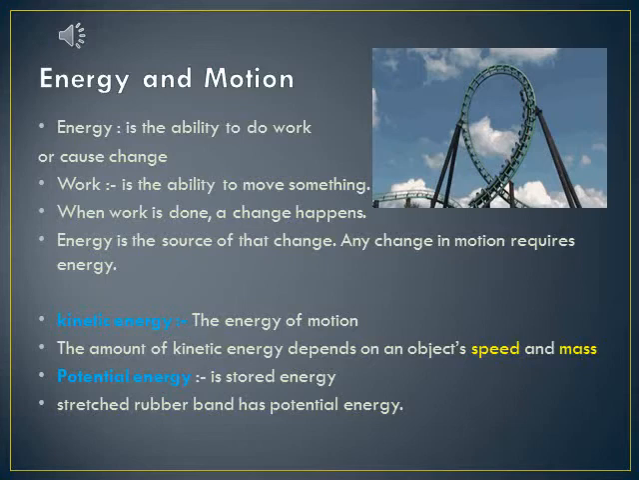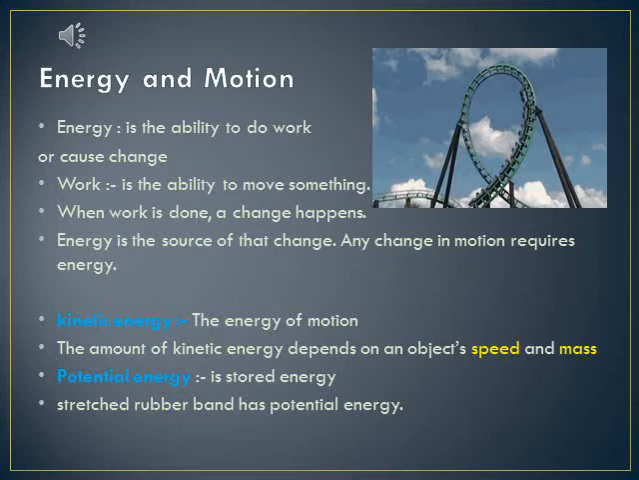As an example, kinetic energy. Repeat after me. Kinetic energy. Kinetic energy is the energy of motion. The amount of kinetic energy depends on the object's speed and its mass. And the second type of energy is potential energy. Repeat after me. Potential energy. Potential energy is stored energy. As an example, when you stretch a rubber band, it has potential energy.